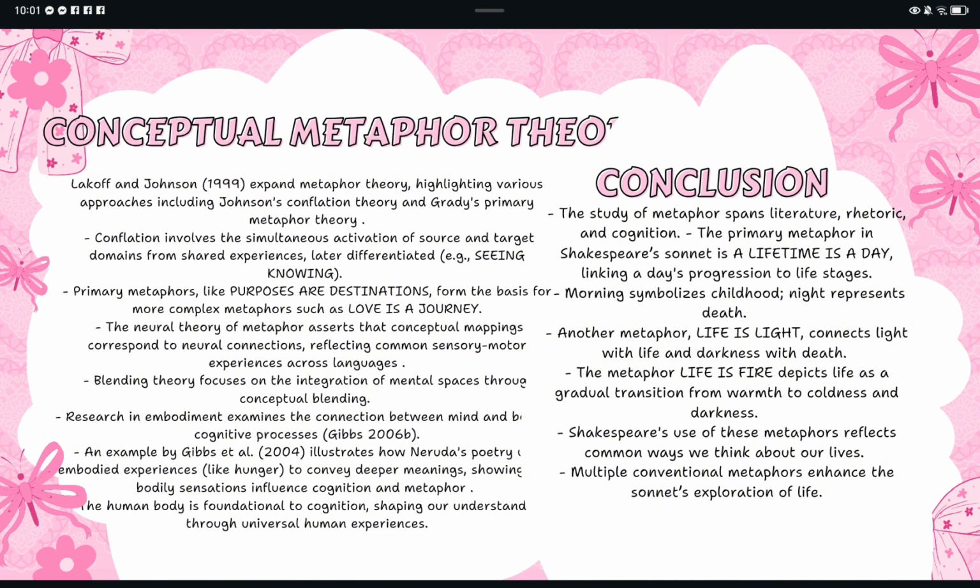So, next is the neural theory of metaphor, which asserts that conceptual mappings correspond to neural connections, reflecting common sensory motor experience across languages. So, this theory suggests that our brains use neural connections to map abstract concepts onto physical experiences. This means that our understanding of abstract ideas is rooted in our physical experiences.